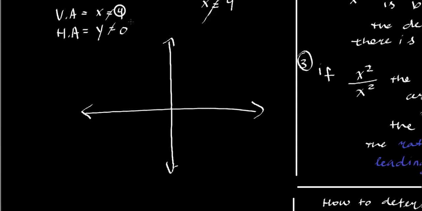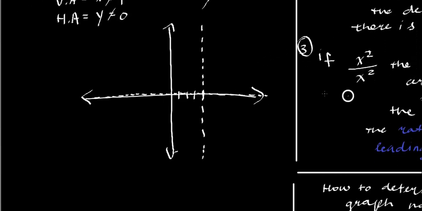So we got x cannot be 4. 1, 2, 3, 4, 5. And 0. Well, the 0 is right there. Okay? And the last step is just plot points. That's all.